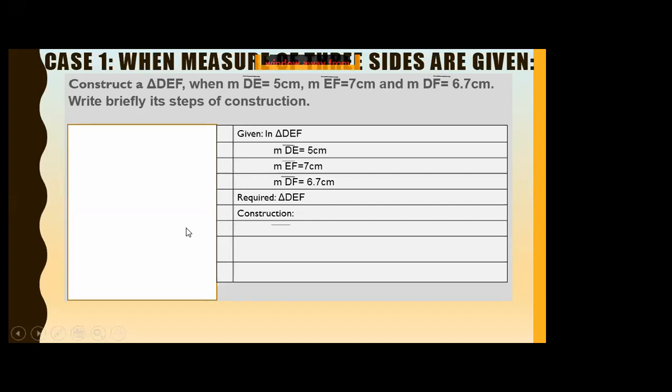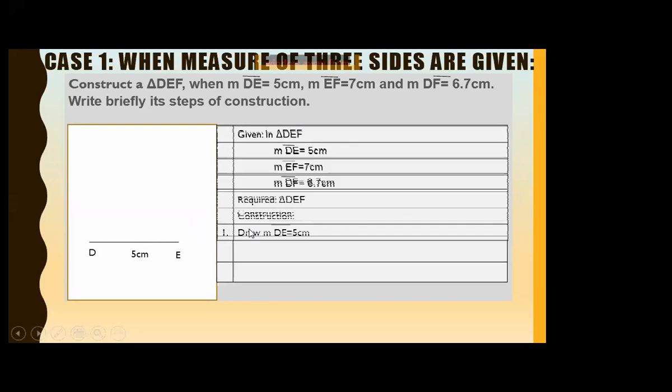Now, number one, draw DE equal to 5 centimeter. Take pencil and scale in your hand and draw a line segment of 5 centimeter. Then write down the step of construction: draw measurement DE of 5 centimeter. We have to draw a line segment here on DE as well. DE is equal to 5 centimeter.